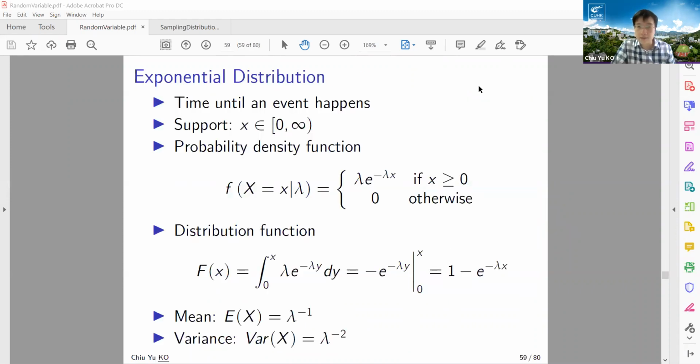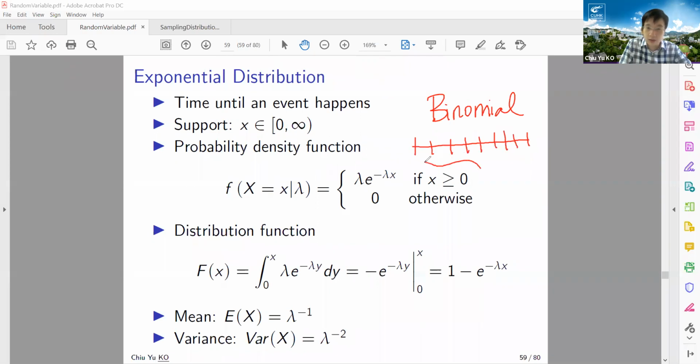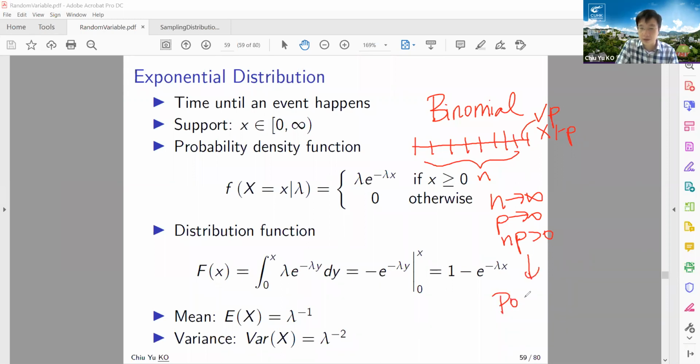Exponential. Just to recall, the binomial: suppose you have n trials, and each trial has probability P of success, so 1 minus P of failure. When n goes to infinity, P goes to 0, and np stays positive, that becomes the Poisson. We repeat many times, and the probability of success is very small. Actually, it's a Poisson.